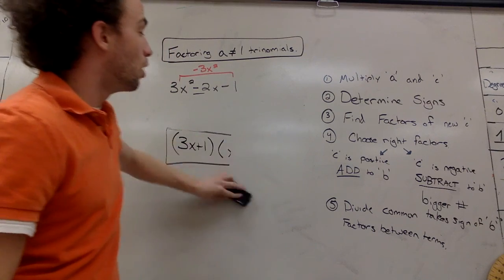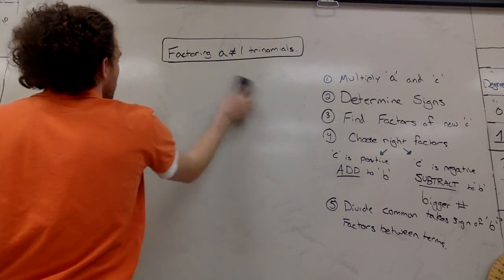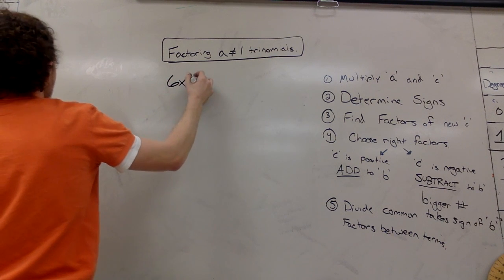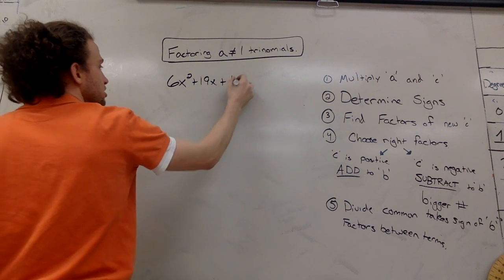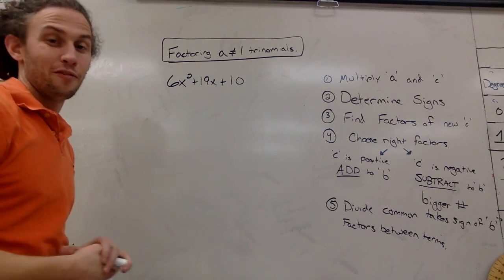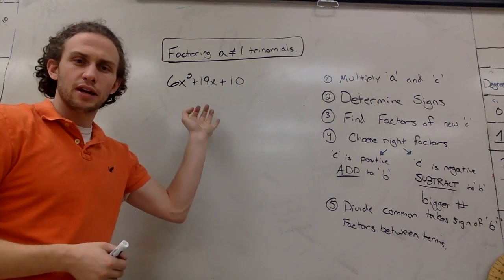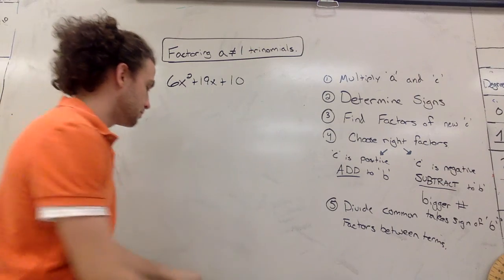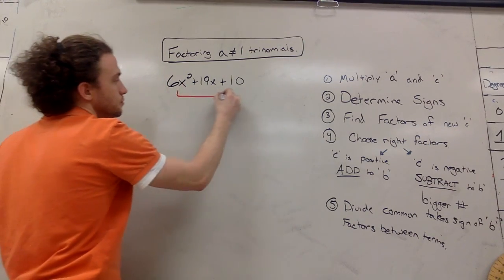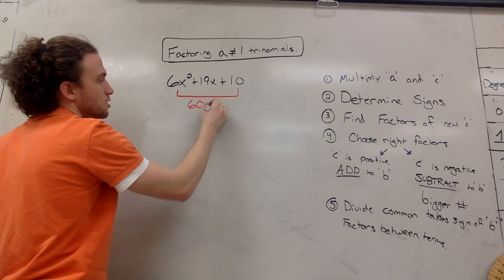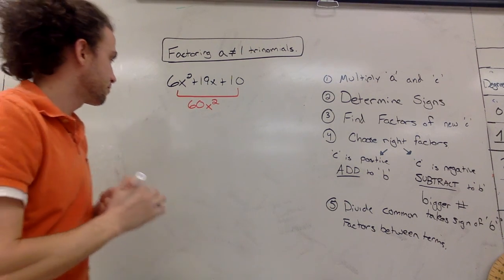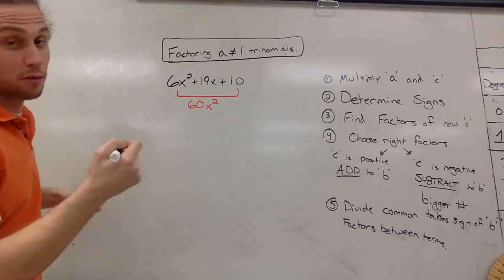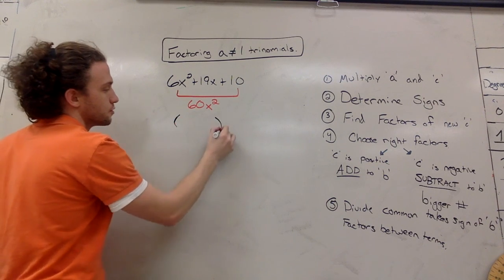All right, so we're going to go over one more then. Well, this is going to be a little bit more difficult. So we have 6x squared plus 19x plus 10. All right, now if I had a common factor here, if this was even, I could try to factor that off first. In this case, we can't. So what we have to do is always multiply my a and my c. So when I multiply these guys together, what I end up with is 60x squared. Okay, that's fine. Now what we have to do is determine the signs, and then figure out the factors.